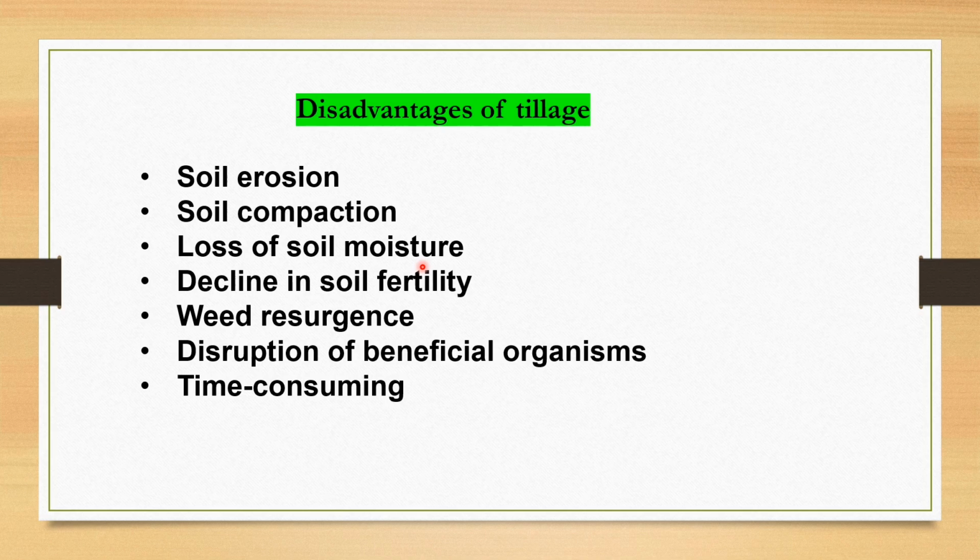By disturbing the microbial habitats and organic matter decomposition, it can lead to a decline in soil fertility. And the fifth is weed resurgence. Tillage helps in weed control, but when tillage is done in different fields, some weed seeds can come into our field, and that also causes weed resurgence. And disruption of beneficial organisms, like earthworms and other very small organisms. When we do tillage repeatedly, there will be a disruption of beneficial organisms.